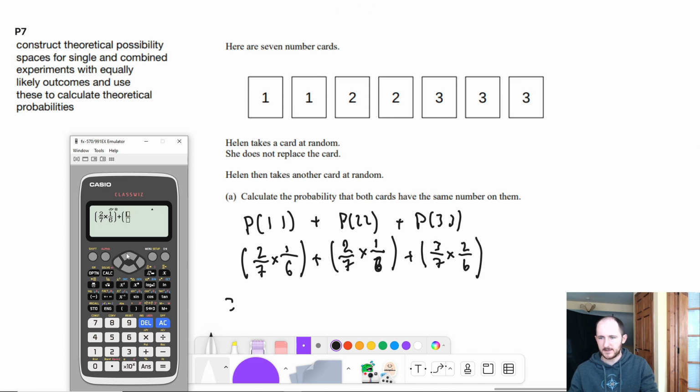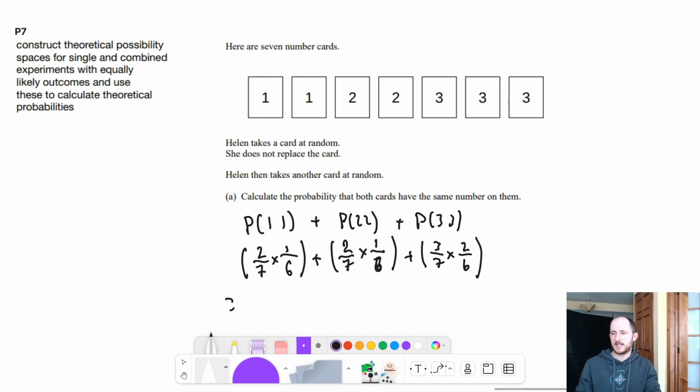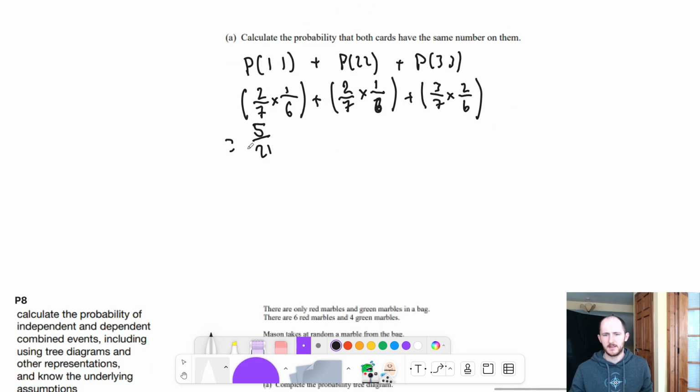But I want to show you guys how to enter this in, because remember, I'm using brackets, and even when it's very painful for me to type it in, I'm still using brackets because you can make easy mistakes, and your calculator might do something a bit stupid if you don't put brackets on there. Gives me 5 over 21. So it's not that likely, which does kind of make sense.